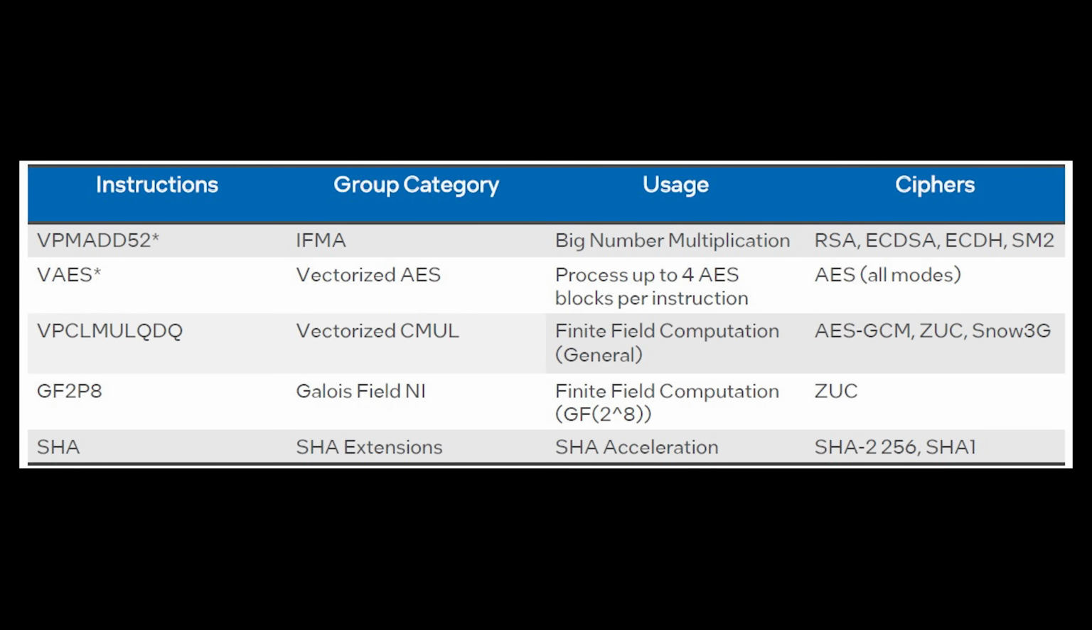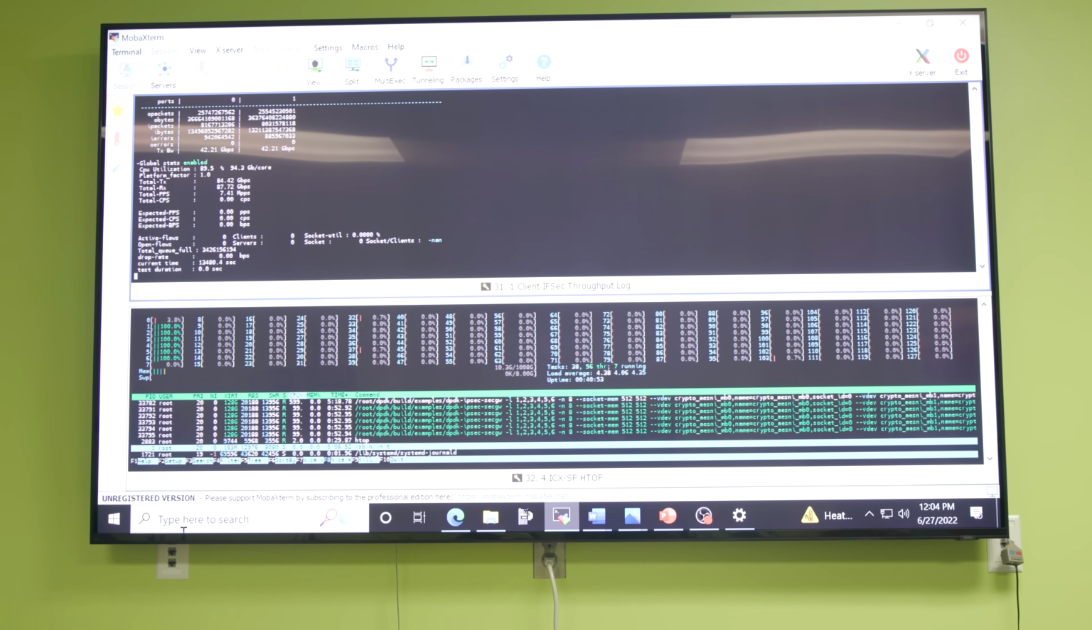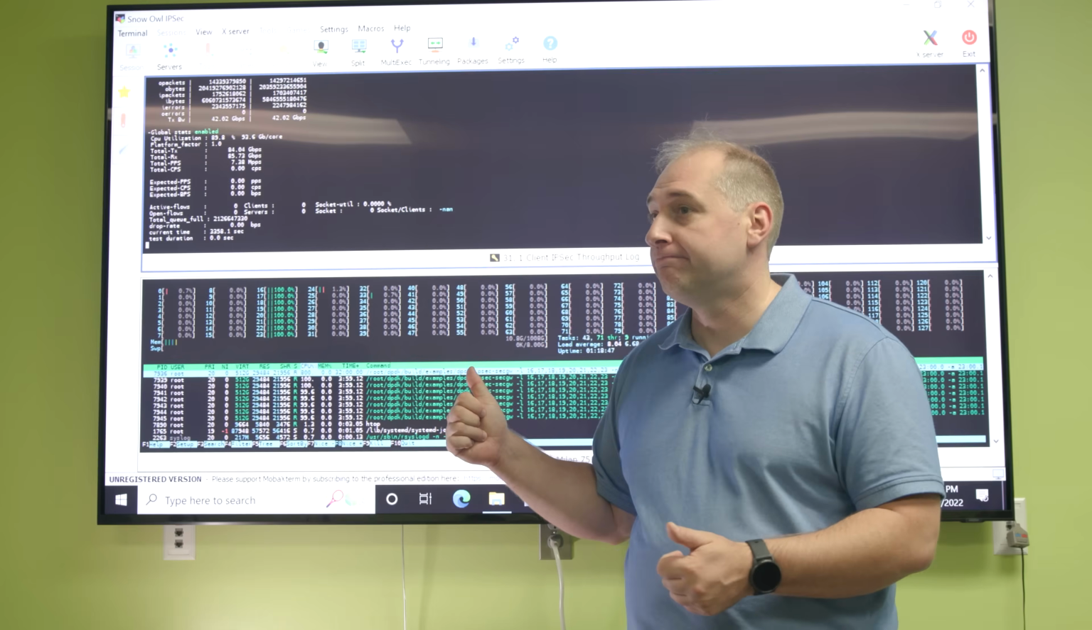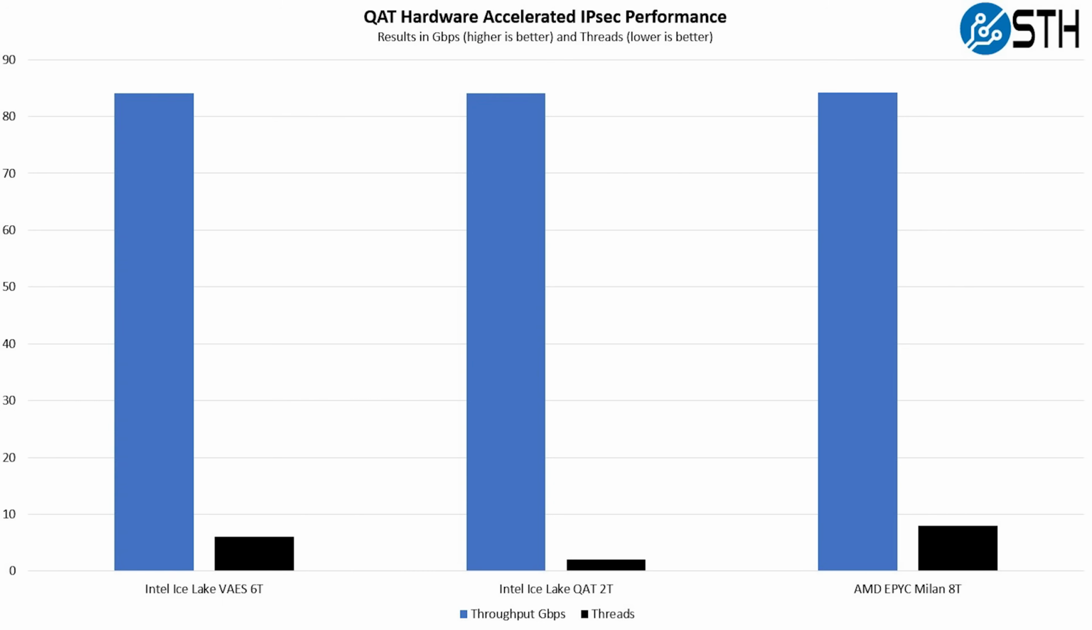And this is where some of the instructions that Intel has in their new IPsec processors, where you have things like vectorized AES, that's something that we are gonna be using. And what you'll see with that is that we actually get really good performance from the Intel in our base case, and it is actually a little bit better than the AMD performance. So we picked a target of like that 84-ish, 85 gigabits per second range.